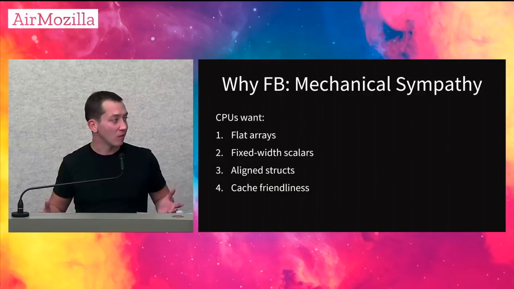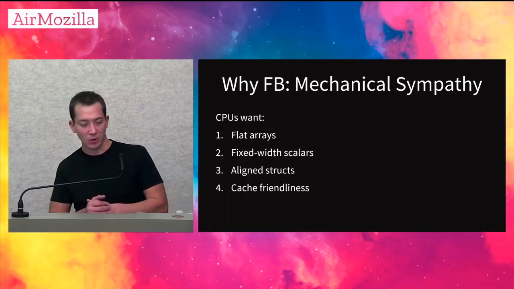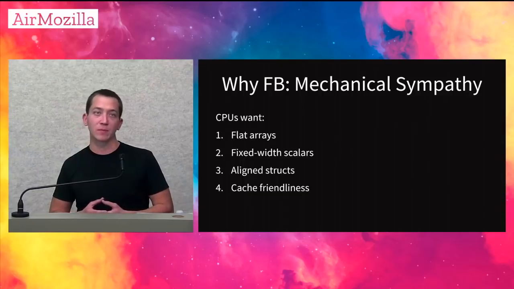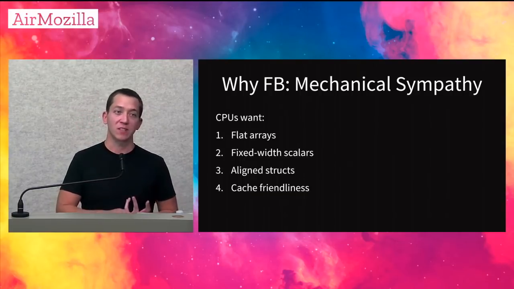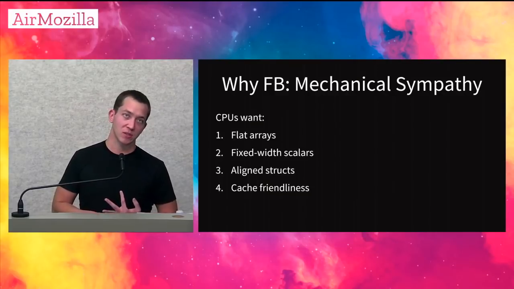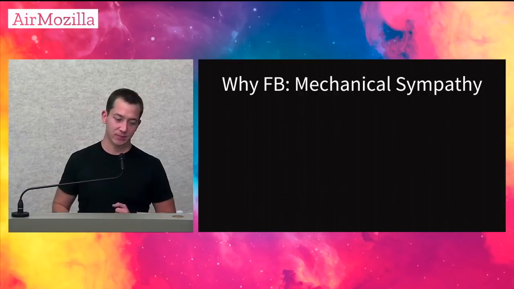What do CPUs want? This is the machine that we want to have sympathy for. Maybe kind of like we want to have an intuition or almost a feeling for it. CPUs want flat array data. They want fixed width scalars to fit in registers. They want aligned struct types. And they want data to be cache friendly, which means it's packed together.